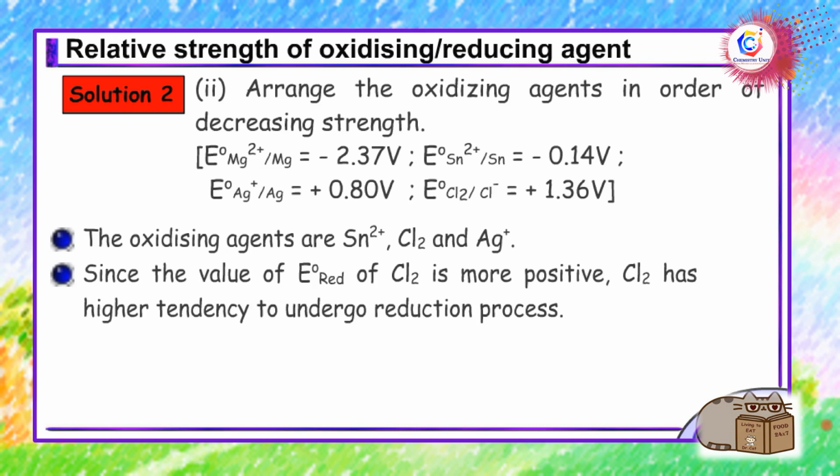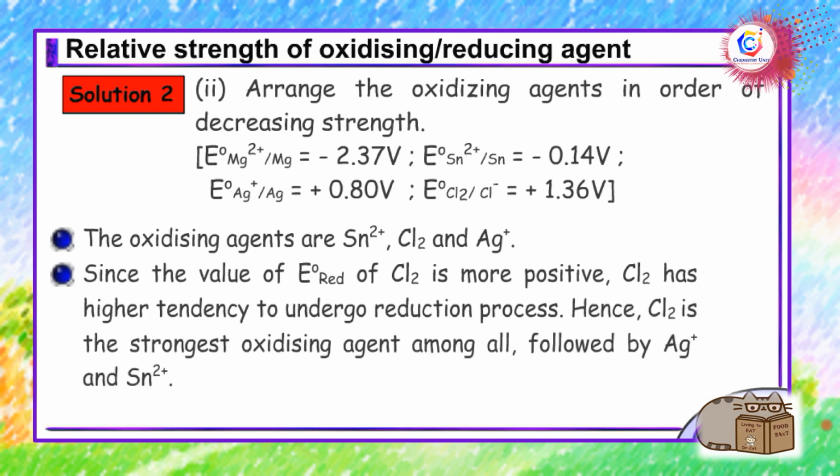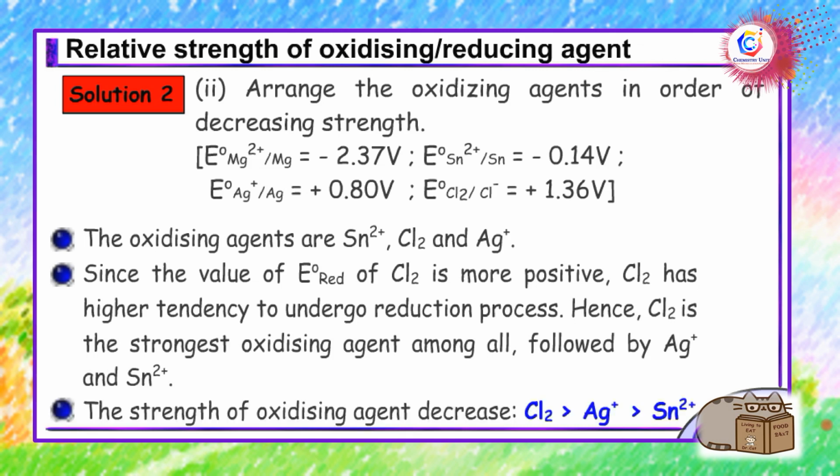Since the value of E0 reduction of chlorine is more positive, chlorine has higher tendency to undergo reduction process. Hence, chlorine is the strongest oxidizing agent among all, followed by Ag+ and Sn2+. The strength of oxidizing agent decreases from chlorine to Sn2+.